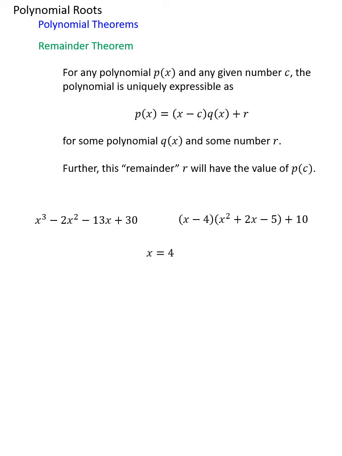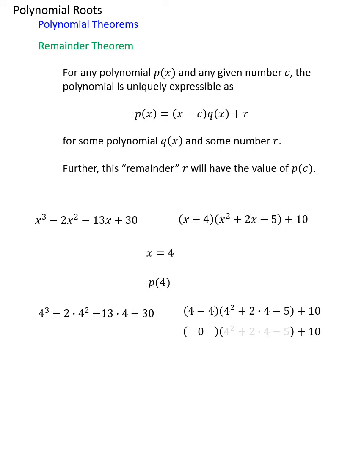But if these polynomials are equal to each other, then they must be equal to each other when x is 4 in particular. And so let's compute p of 4 by plugging 4 into both polynomials. According to the theorem, p of 4 should be 10. And you can see obviously on the right side that if we were to work that out, we would clearly get 10. But it turns out if you worked out the one on the left, you'd get 10 as well.